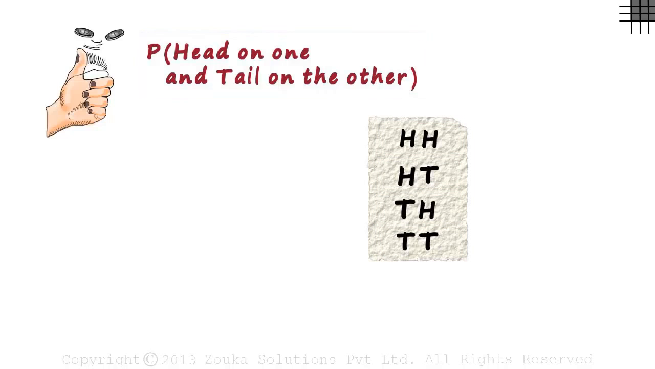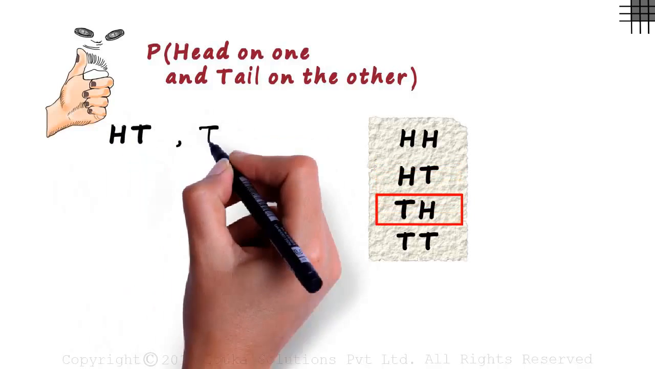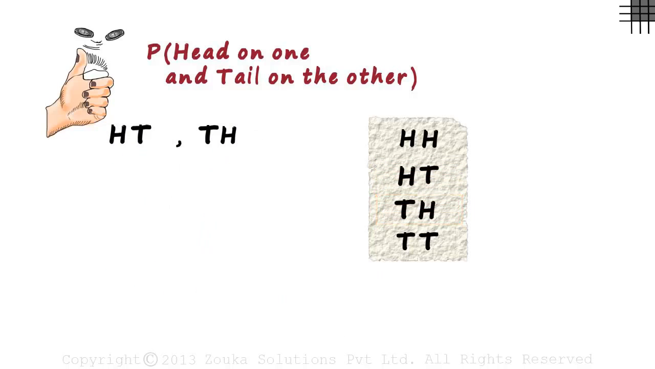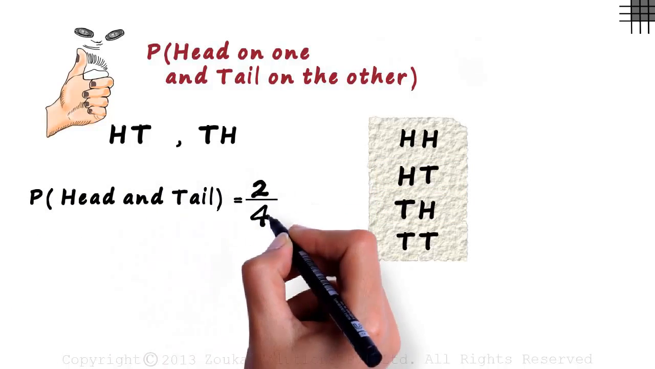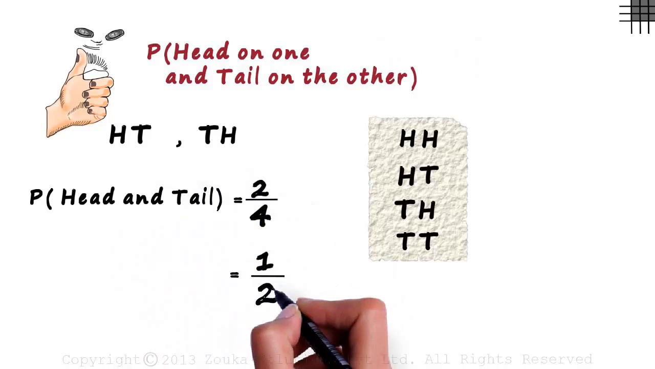There are 2 ways in which this can happen. Head and tail is one and tail and head is the other. So out of 4 possibilities, we have 2 possibilities which satisfy the condition. So we can write the probability of getting a head and a tail as 2 by 4, which equals half.